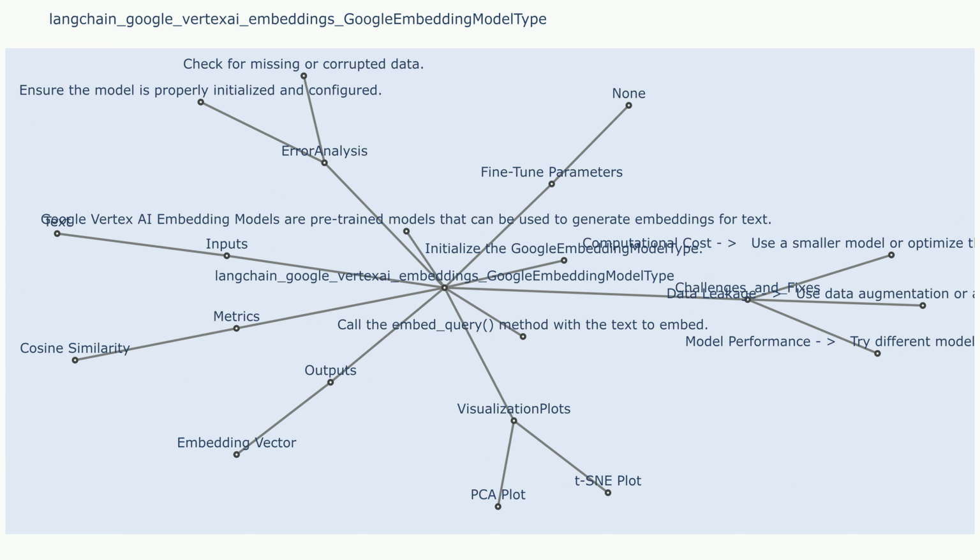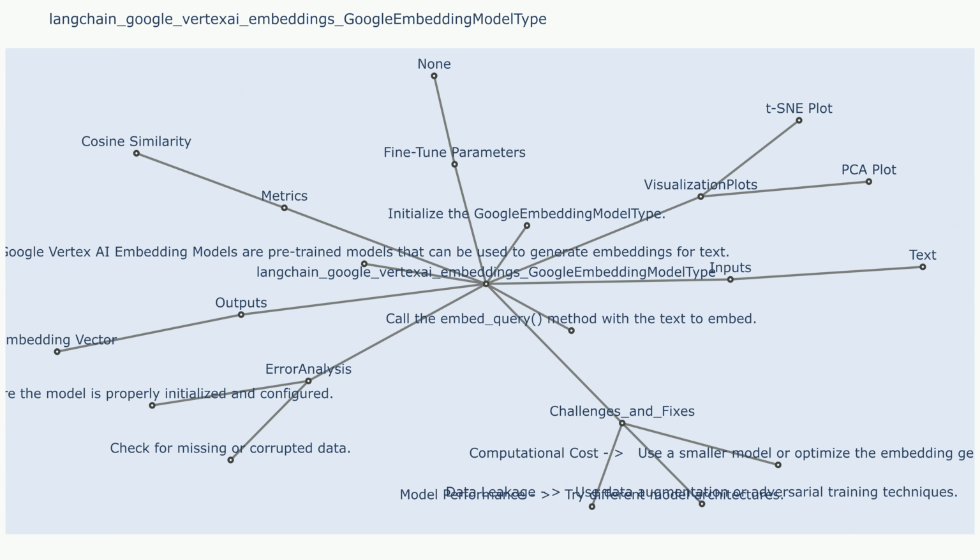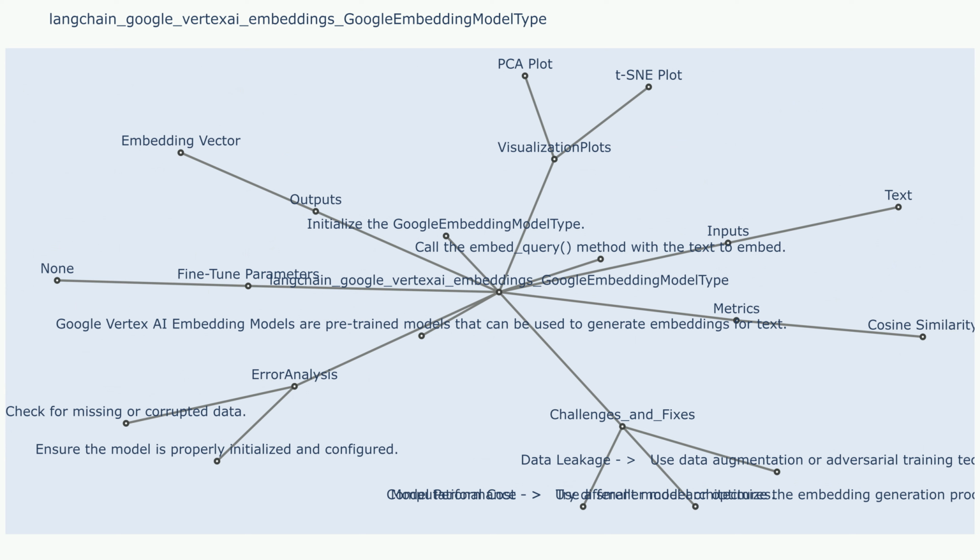Inputs. Text: the input text that will be converted into a vector representation. It can be a single sentence, a paragraph, or a longer document. Outputs. Embedding: the output is a numerical vector representation of the input text. The length of the vector depends on the specific embedding model chosen. This vector captures the semantic meaning of the text.